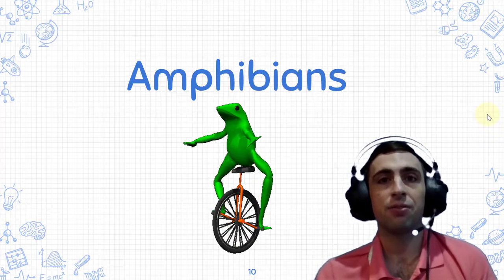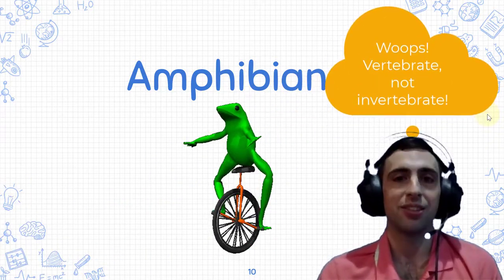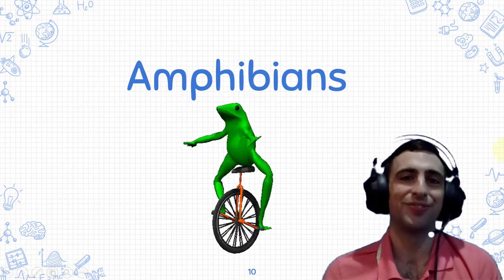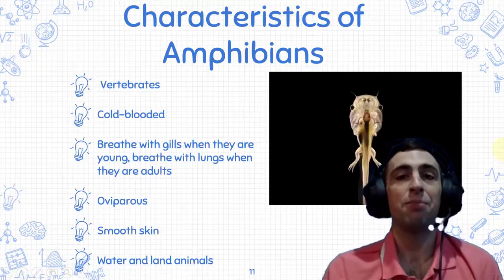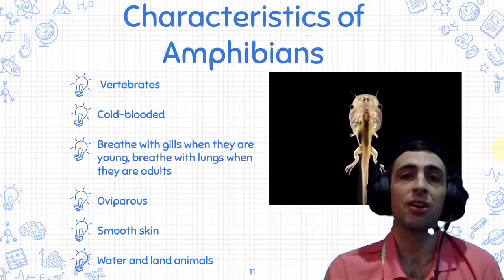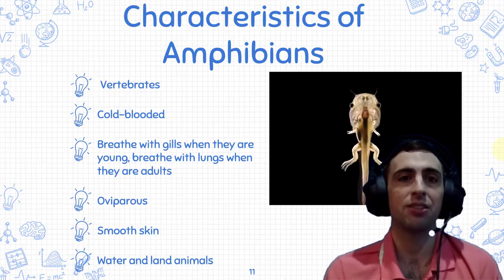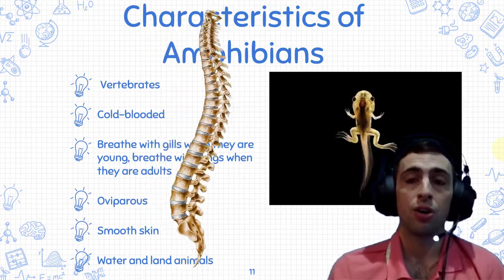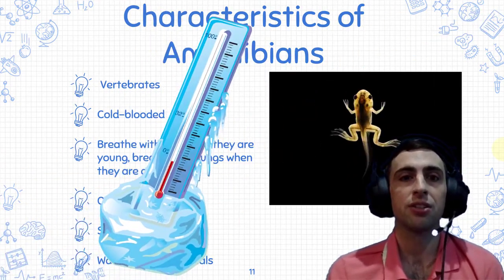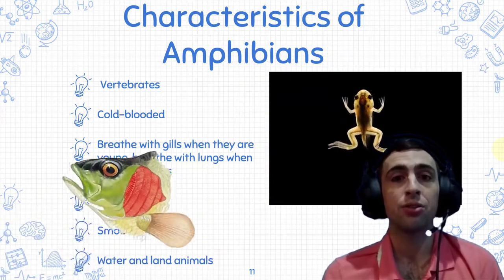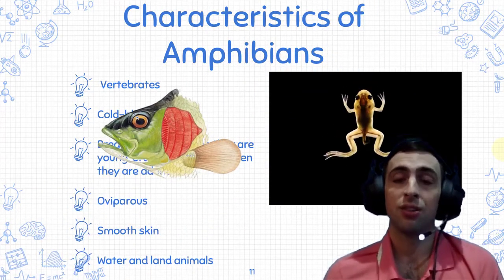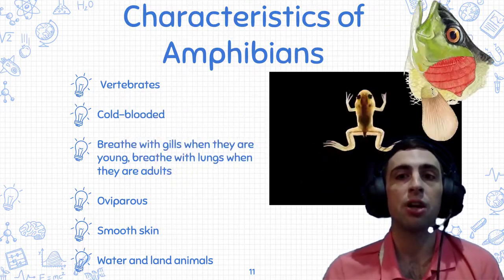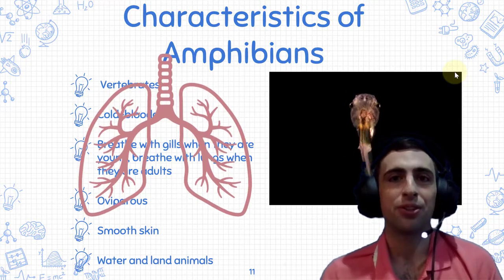Our next kind of vertebrate are amphibians. Look, we have a frog riding a unicycle. Amphibians. So what are the characteristics of amphibians? Amphibians are vertebrates. They are also cold-blooded like fish. They breathe with gills when they are young like fish, but when they get older, they breathe with lungs like mammals.